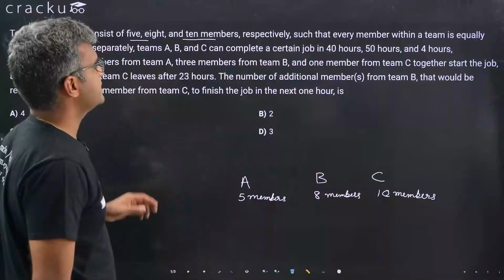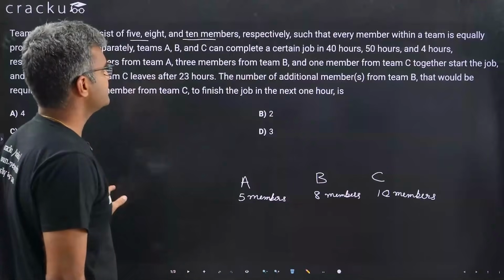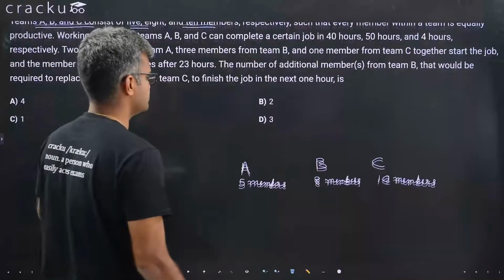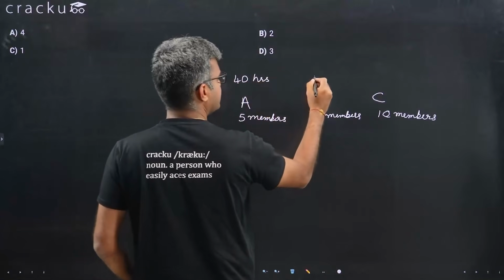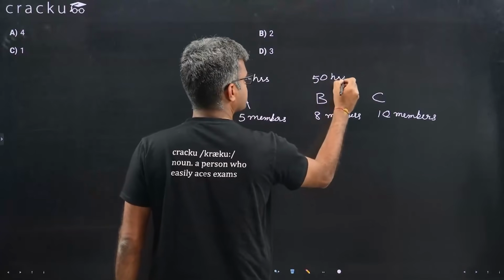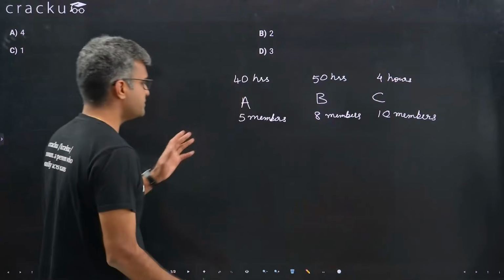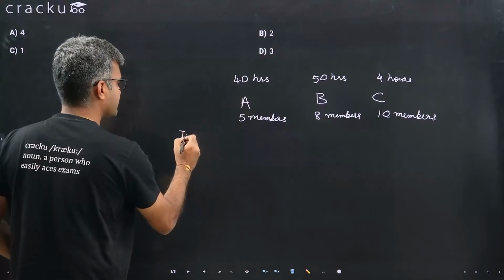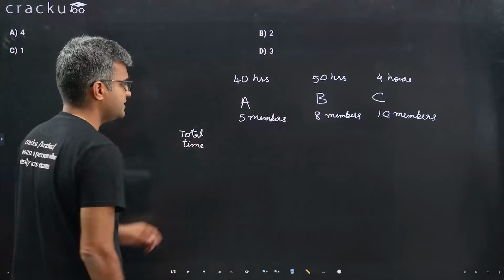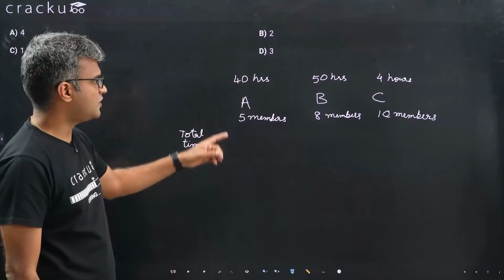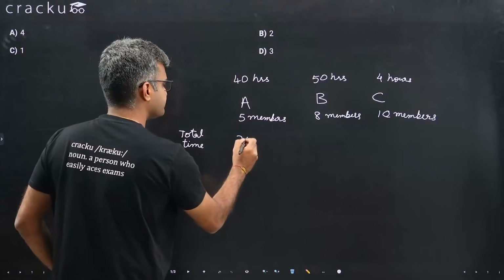What is told is that each member of a particular team is equally productive and the teams complete the job in 40, 50 and 4 hours. So A takes 40 hours, B takes 50 hours and C takes just 4 hours to finish the job. So what is the total time taken by one person? In team A, there are 5 members, all of them combined have taken 40 hours. So one member will take 200 hours.